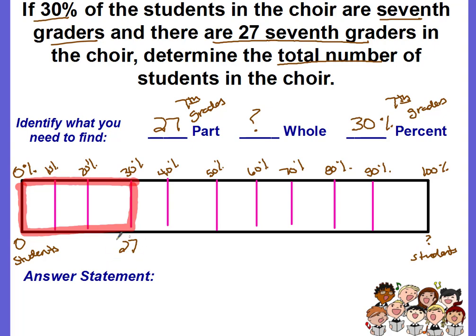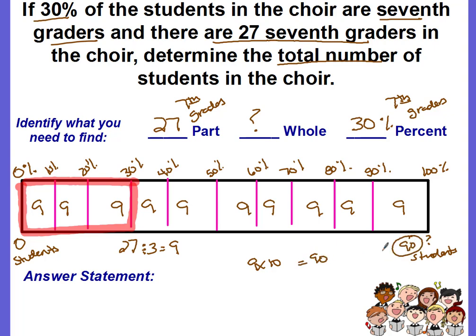So I can actually take these 27 students and I could divide it into the 3 equal parts. And there would be 9 students per part. And since each part is the same, 10%, then that means there would be 9 students in all of the other parts. And to find the total number of students, I could add them all up, or I could take 9 and multiply it by 10, and it equals 90. So there are 90 total students. So the answer statement would be 90 total students in choir.